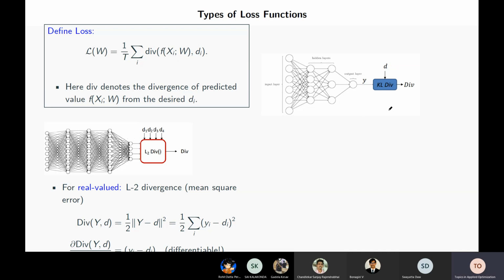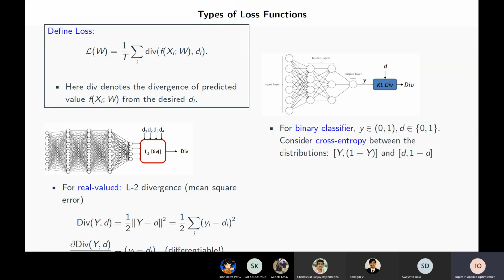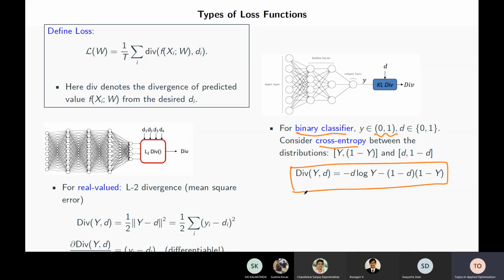Sometimes one may use other kinds of divergence functions, like the so-called KL divergence and so on. Here is another loss: let us say you have a binary classifier where we only want to check whether something is present or not present, so it is either yes or no. In this case one may use the so-called cross entropy loss.